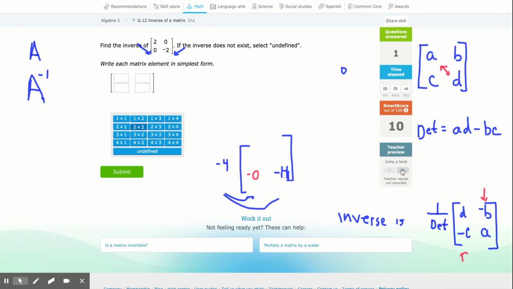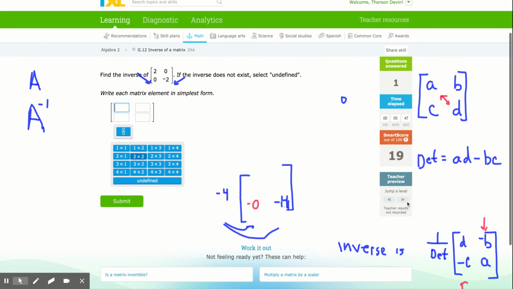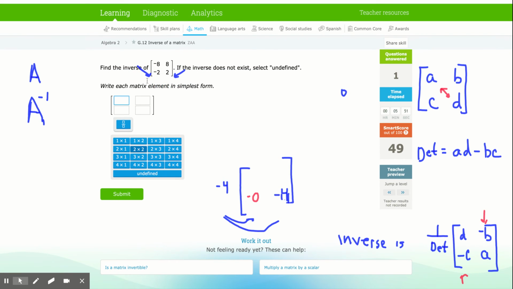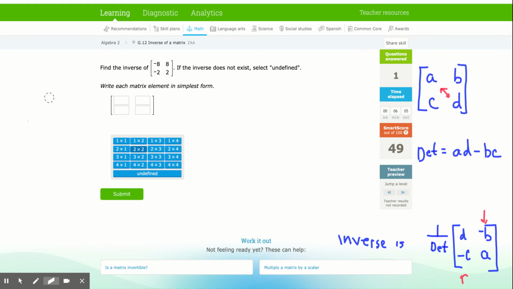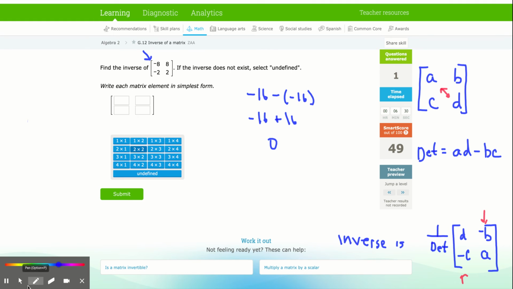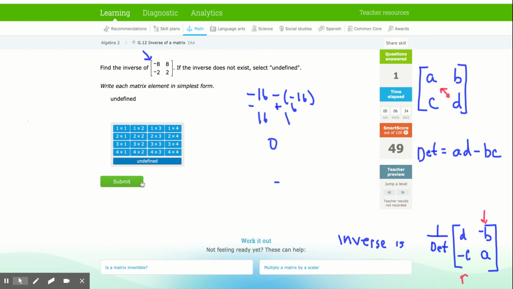Okay, so I'm going to jump ahead because I noticed that they do a lot of these diagonal zeros. That's a guarantee that it has an inverse, because you might get one that looks like this. So now let's first calculate the determinant to see if it even has an inverse. I'm going to do that diagonal, -8 times 2 will be -16, minus 8 times -2 is another -16. And what's -16 plus 16? That's 0. Since the determinant is 0, this matrix is undefined. So I click undefined.